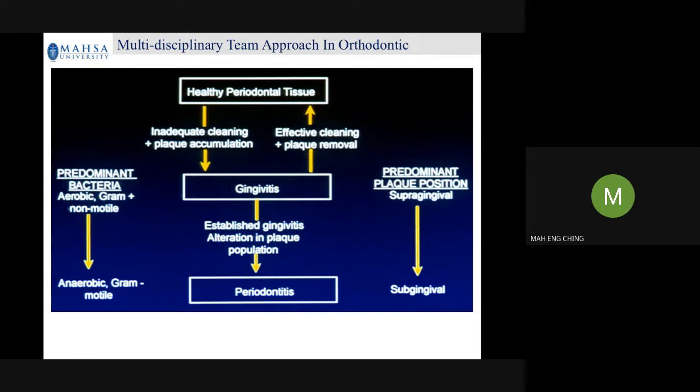So the classifications, I think now they have a new classification. For my time, it only had acute and chronic. Then we had another one called juvenile periodontitis. I think it's a bit outdated.